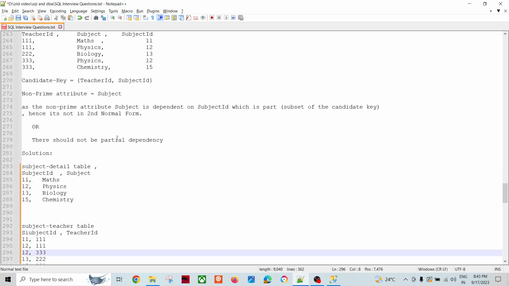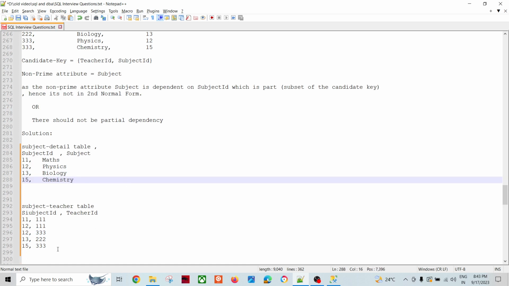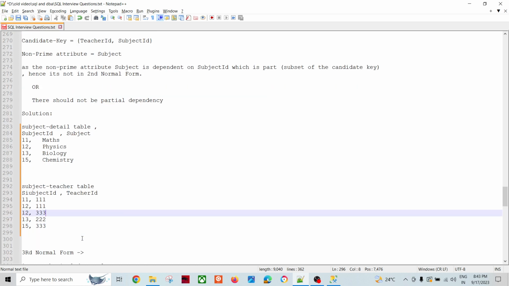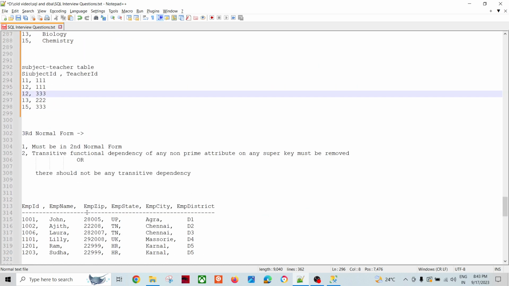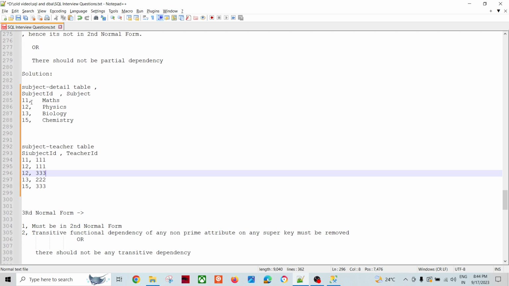See, there is no partial dependency in this table, and there is no partial dependency over here. What is the primary key of this table? It is both, right? Here also the subject ID is the primary key.